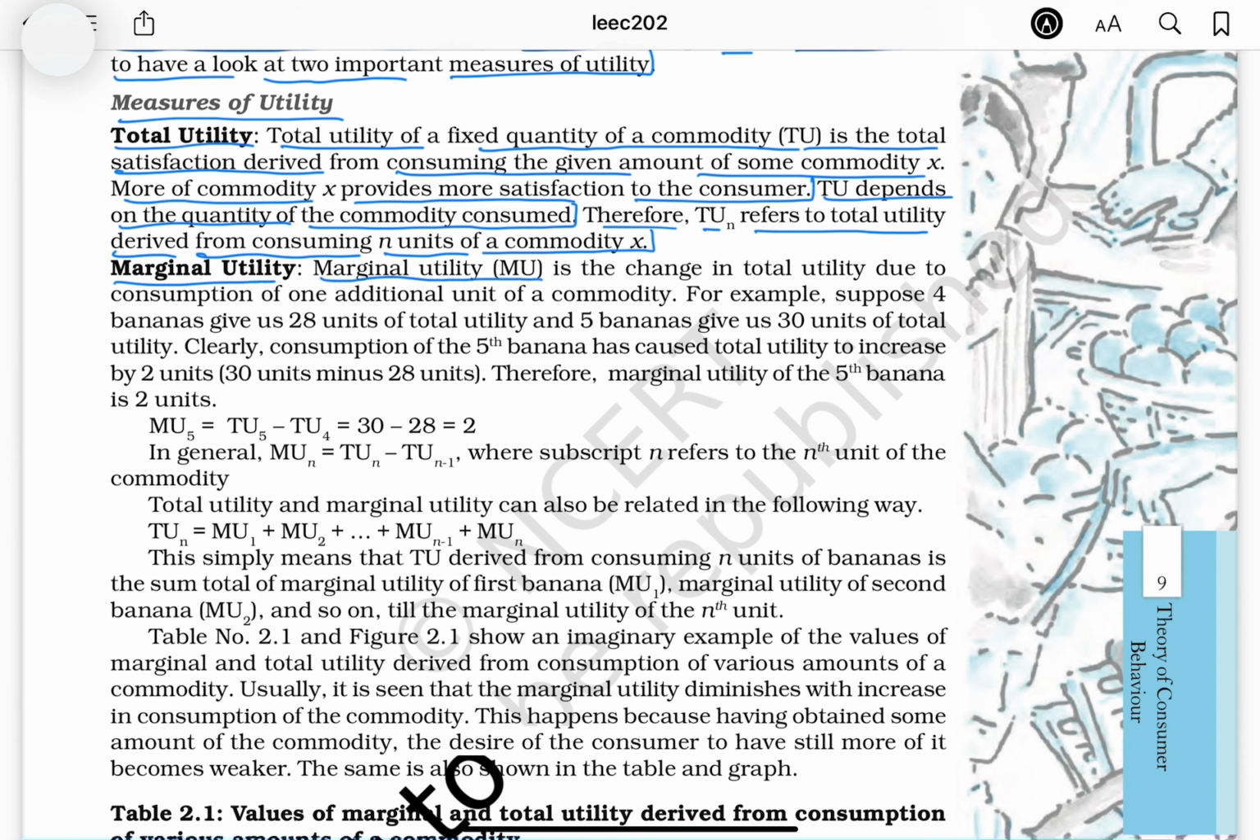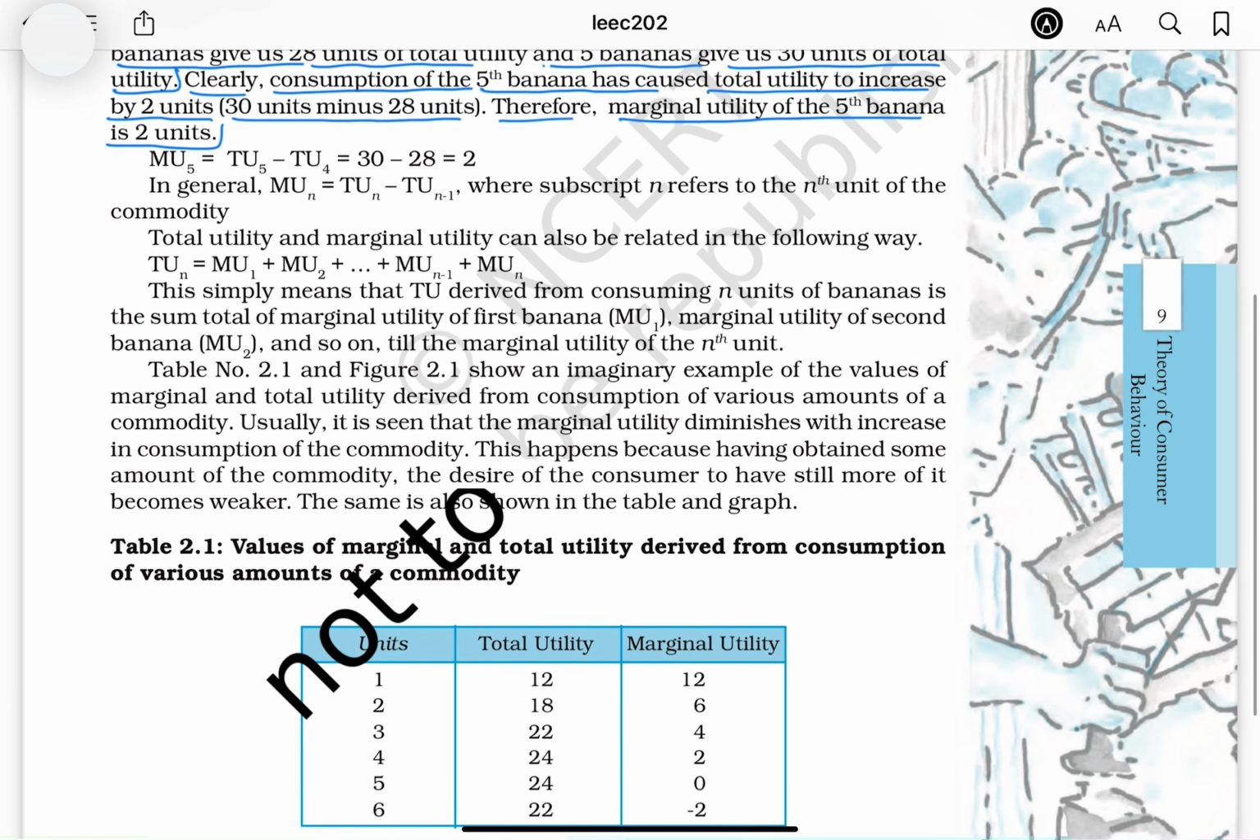Marginal utility, MU, is the change in total utility due to consumption of one additional unit of a commodity. For example, suppose 4 bananas give us 28 units of total utility and 5 bananas give us 30 units of total utility. Clearly, consumption of the fifth banana has caused total utility to increase by 2 units, 30 units minus 28 units. Therefore, marginal utility of the 5th banana is 2 units.